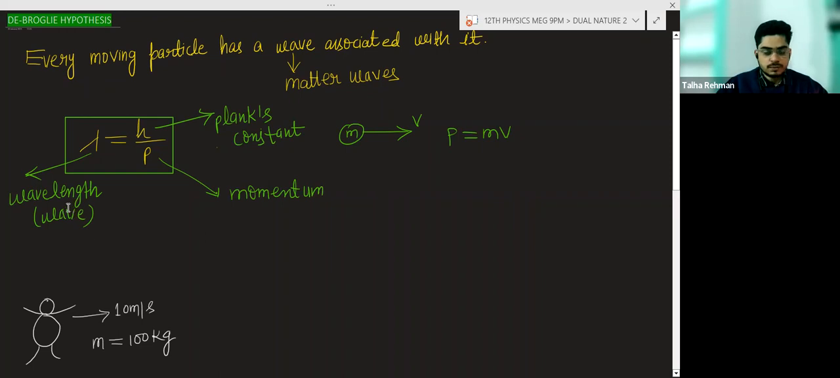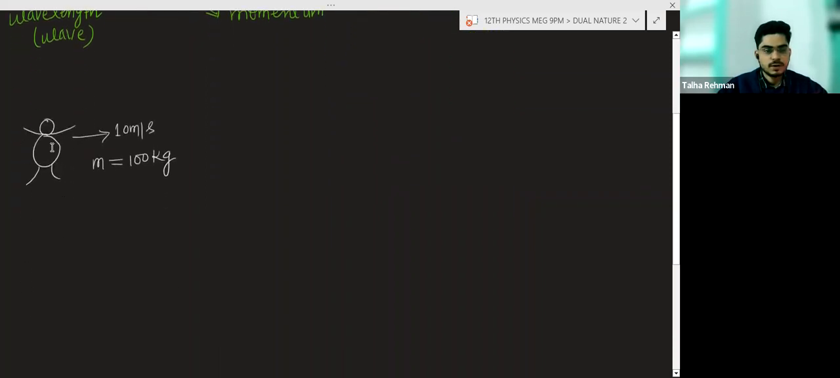Now, for example, if there is a person moving with 10 meter per second having a mass of 100 kg, a very fat person.